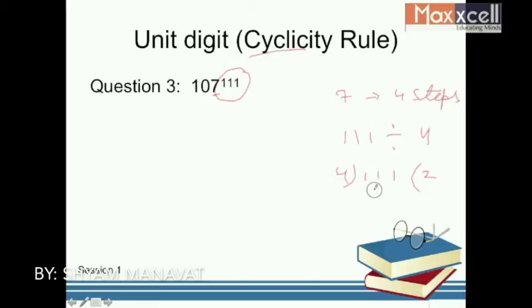4 2s are 8, 3 left, then 4 7s are 28, remainder is 3. So we checked the remainder, and we got the remainder as 3. Now we write this as nothing but 7 to the power 3. The unit digit of 7 to the power 3 is 3. So we got the answer.